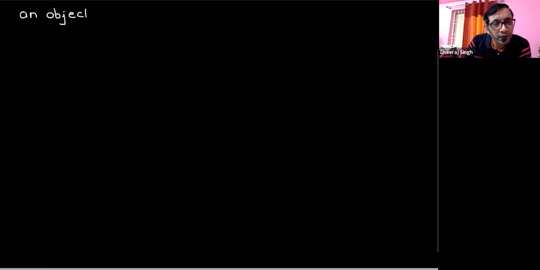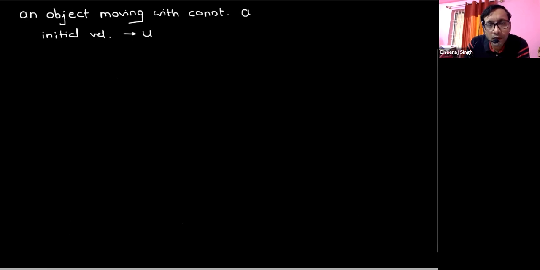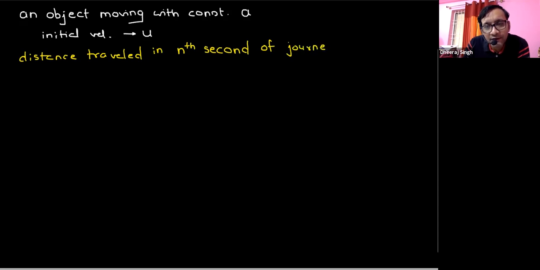An object moving with constant acceleration. Constant acceleration is A. Initial velocity is U. You need to find out the distance traveled in nth second of the journey. Nth second of journey. So you need to find distance traveled in 1 second only, but that 1 second is the nth second. Fine. So how much distance this object travels in the nth second? At t equal to zero, its velocity is u. Find out.